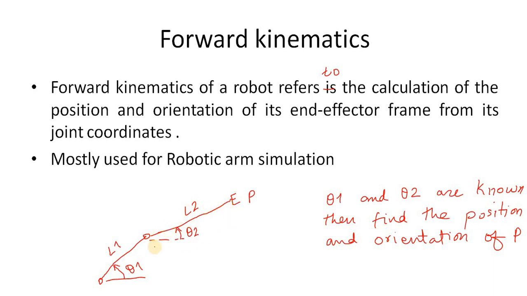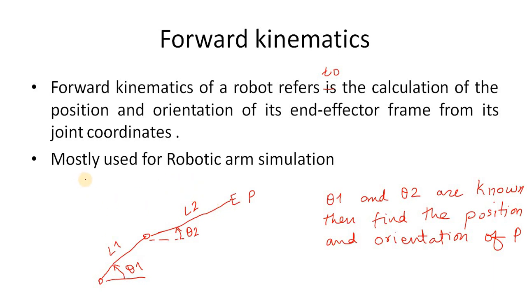So this is a simple example where we have used only a 2-link robotic arm having only 2 revolute joints, but there can be multiple links with multiple joints and different types of joints. So yeah, the more joints you have, the more angles you have, the more complex the calculation will be.